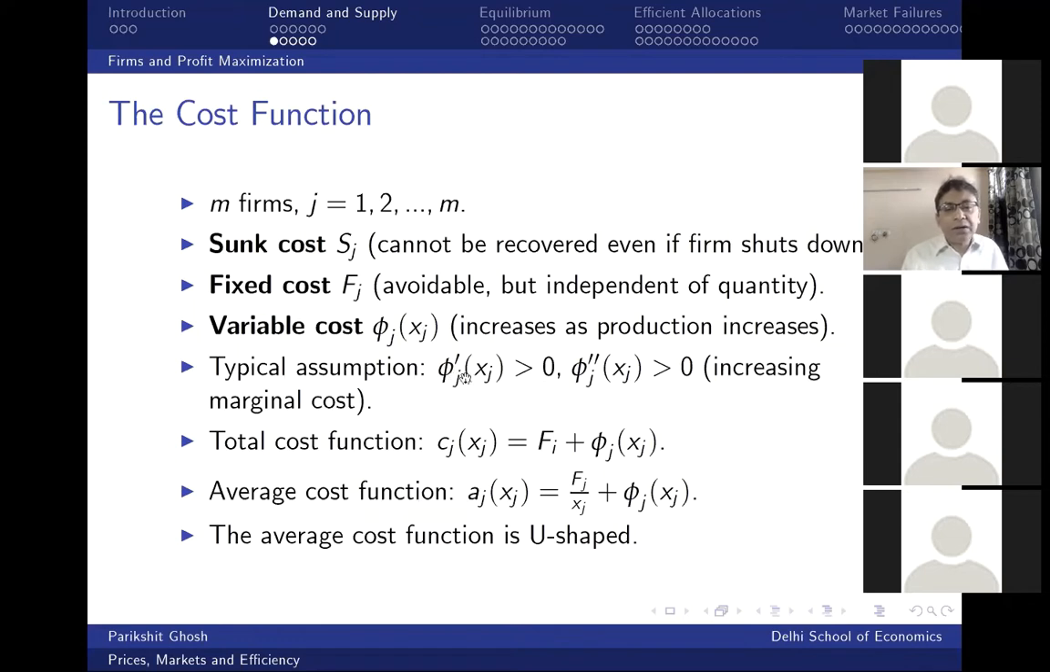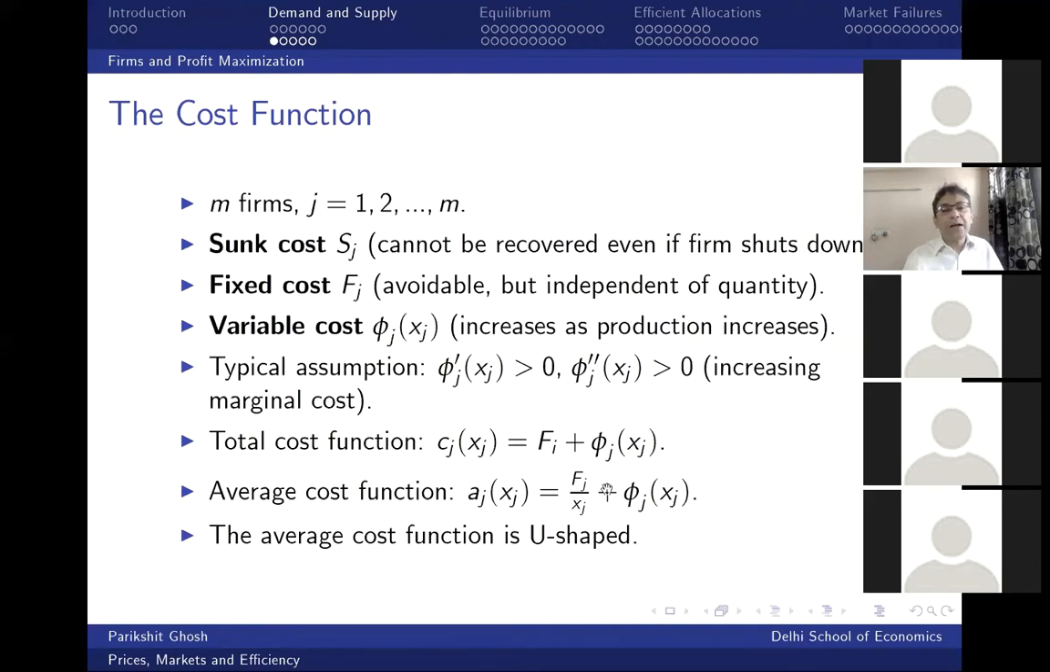Typical assumption: first derivative strictly positive, second derivative also strictly positive. The first derivative captures marginal cost. If the firm increases its output by an infinitesimal amount, as a ratio, how much does cost go up? That's the derivative. So that's marginal cost. And the second derivative captures the rate at which marginal cost is changing. So a positive second derivative means we have increasing marginal cost.